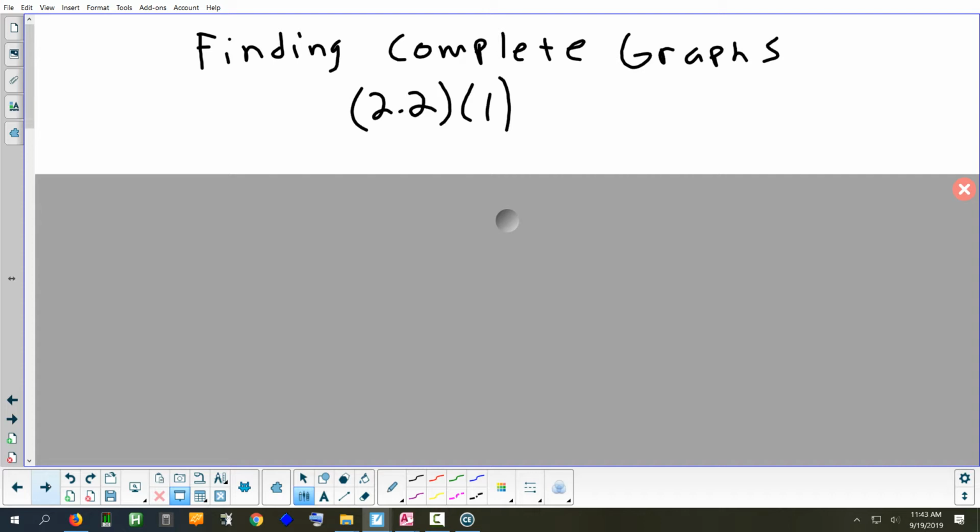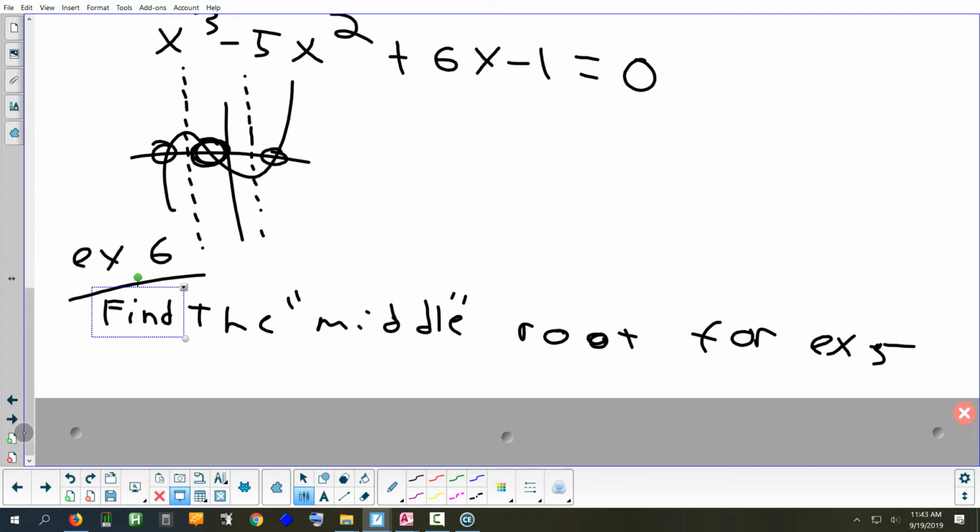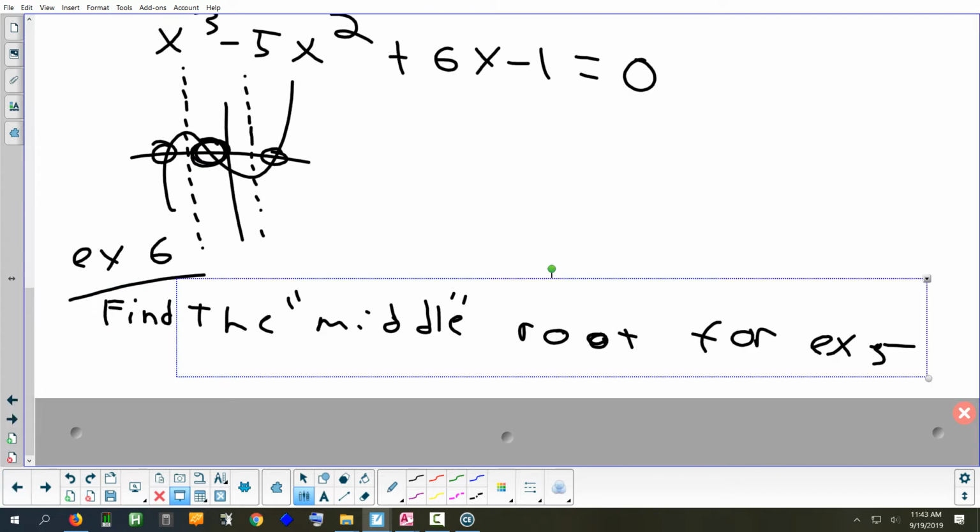Yeah? So, sorry, for the question of the previous thing, you just write the coordinates? Let me read the directions. It says find the root, so all you have to do is write the number. If it said find the x-intercept, then you would want to write the coordinates. Yep.